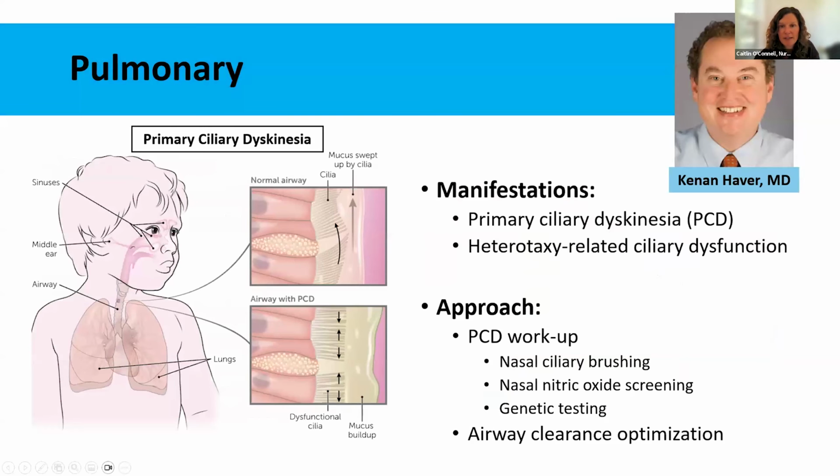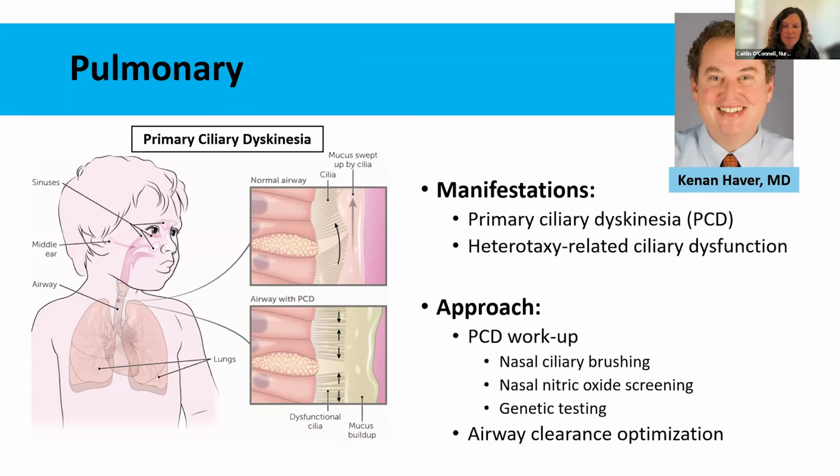Next, we'll talk about pulmonary. So the pulmonologist on our team is Dr. Kenan Haver. He is a pulmonologist at Children's as well as a specialist in primary ciliary dyskinesia, or PCD. PCD is a well-known clinical entity that's called a ciliopathy. Basically, what that means is that these cilia, which are specialized cells that line the respiratory tract, can become dysfunctional, and that can predispose to difficulty with our children clearing mucus from their lungs. This can predispose to conditions like pneumonia or frequent ear infections, sinus infection.